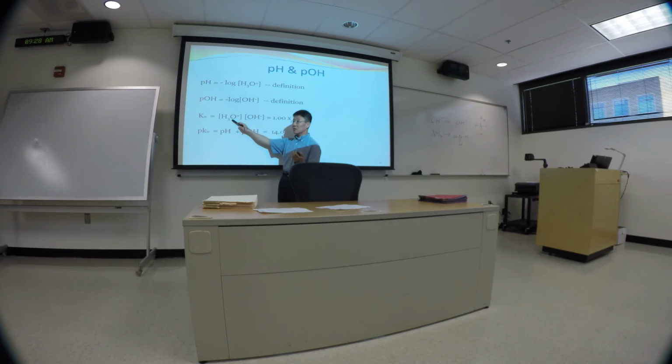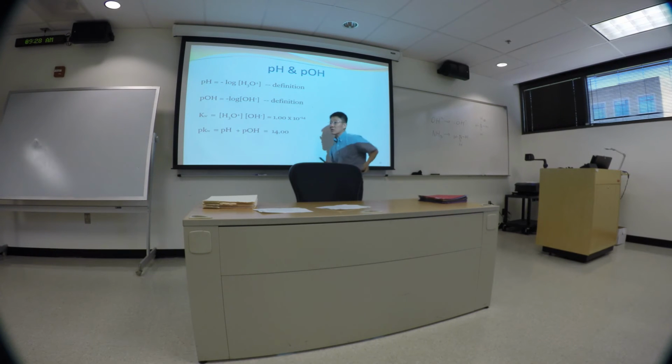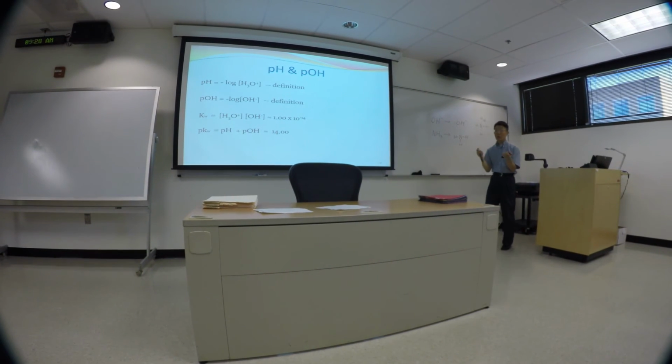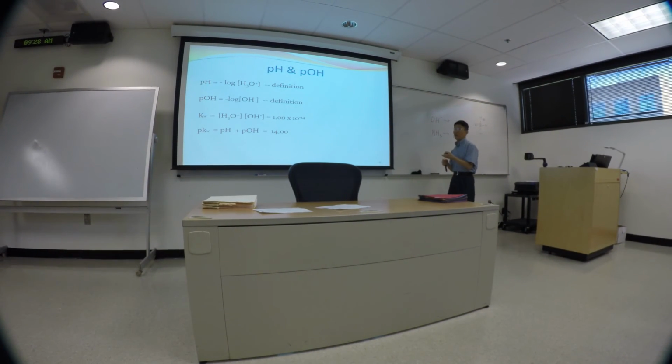Well, negative log of this is pH. Negative log of this is pOH. So pH plus pOH equals the negative log of this number. Negative log of this number, log 1 equals 0, log 10 to the negative 14 equals negative 14. pH plus pOH equals 14. That's always the case in any aqueous solution. Whenever you're dealing with water solution, pH of the solution plus pOH of the solution equals 14. So if you know pH, you know pOH, because they add up to a constant, 14.